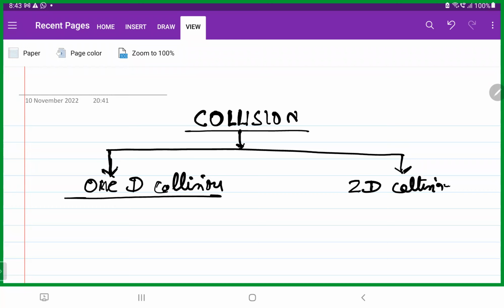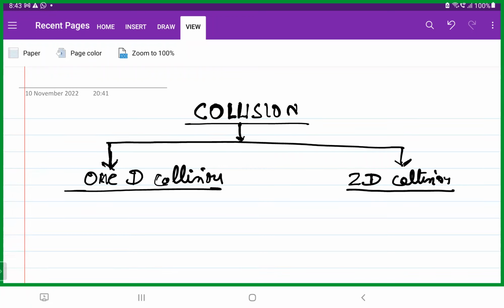In fact, we can discuss 3D collision also, but if you understood 2D collision, same way 3D collision will be there. So it is not a separate theory for this one, right? Logic will be similar. So mainly 1D collision, one-dimensional collision, and two-dimensional collision will be asked.